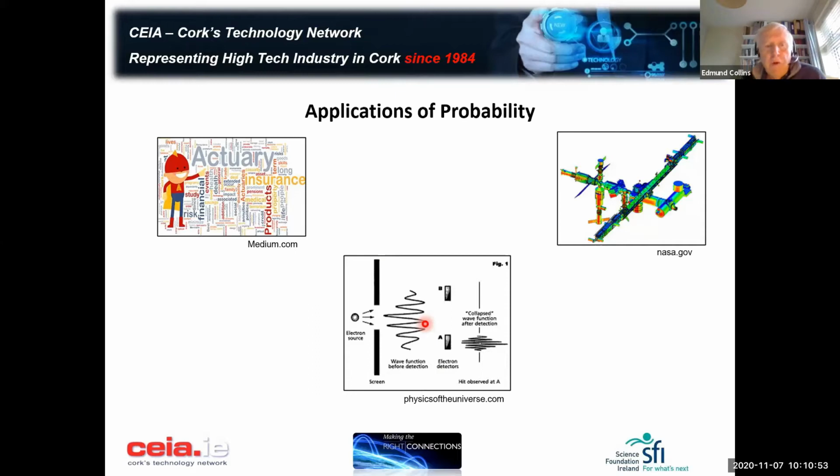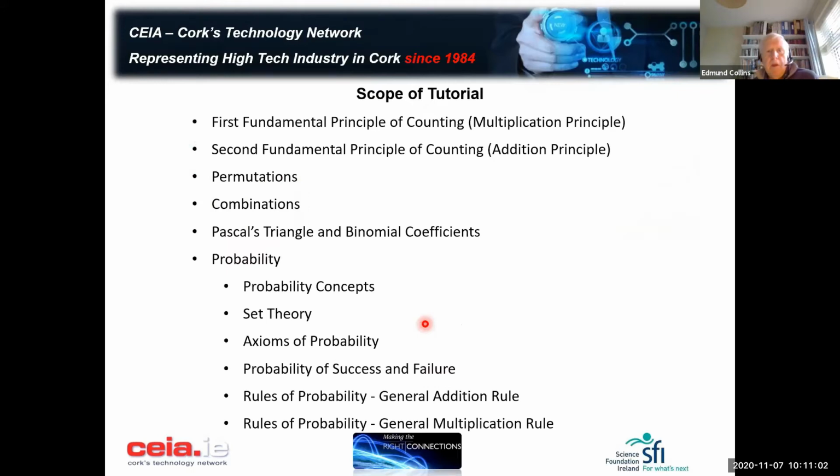So hopefully that gives you some background to the applications of probability, a very useful tool in engineering and science. So what's going to be the scope of our tutorial this morning? Well, we're going to start off with the first fundamental principle of counting, the multiplication principle. And then we're going to look at the second fundamental principle of counting, which is the addition principle. We're going to then move on to permutations and, very importantly, combinations.